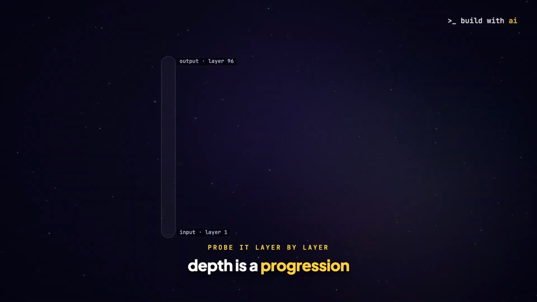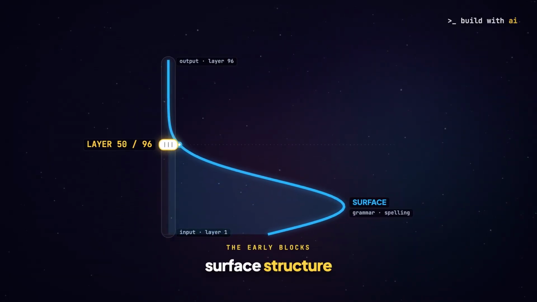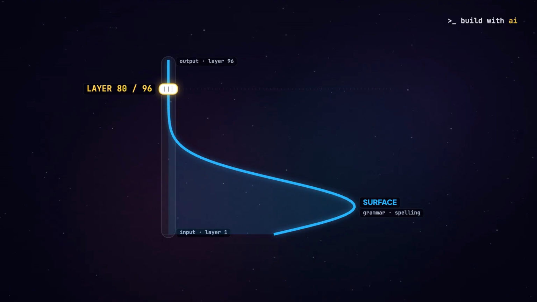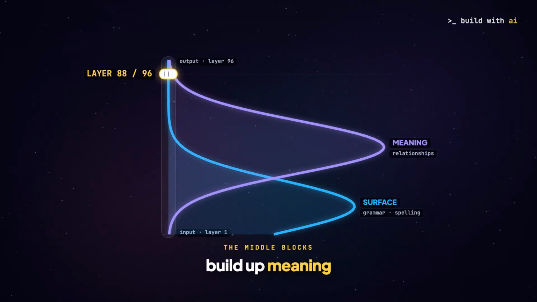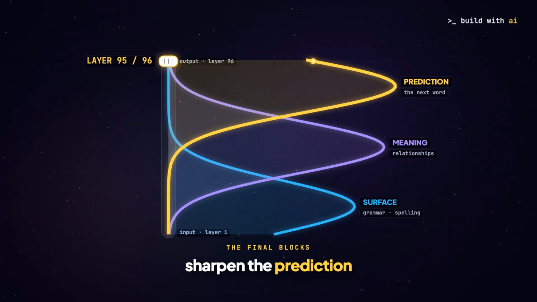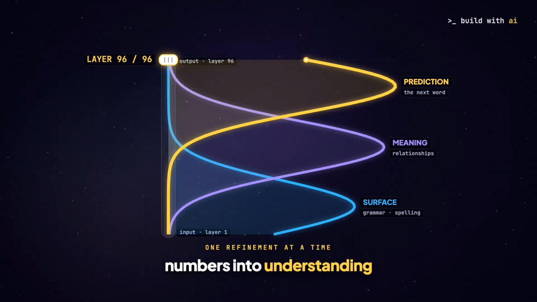And the stacking isn't just more of the same effect. Probe a trained transformer layer by layer and you see a progression. The early blocks handle surface structure, spelling, grammar, which word attaches to which. The middle blocks build up meaning and relationships. The final blocks sharpen the actual prediction. Depth turns a pile of numbers into understanding, one refinement at a time.